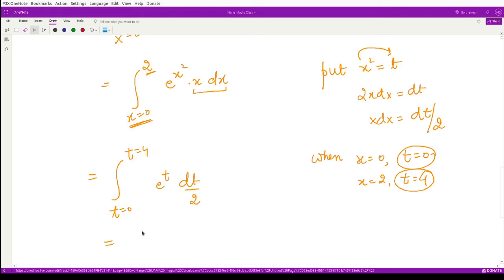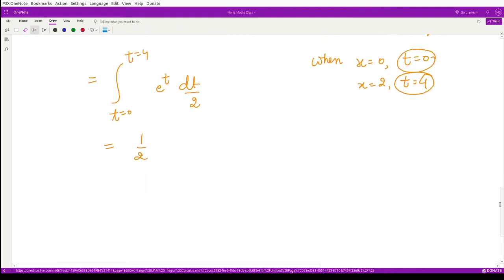So our integral and the calculation becomes so easy. We can now perform its integration. I can take this 1 by 2 outside. So I have t varying from 0 to 4 of e to the power t dt. And you know what is the integration of e to the power t? It is e to the power t itself. So we'll just substitute the limits for t varying from 0 to 4. So we have 1 by 2, e to the power 4 minus e to the power 0, that is equal to 1 here.